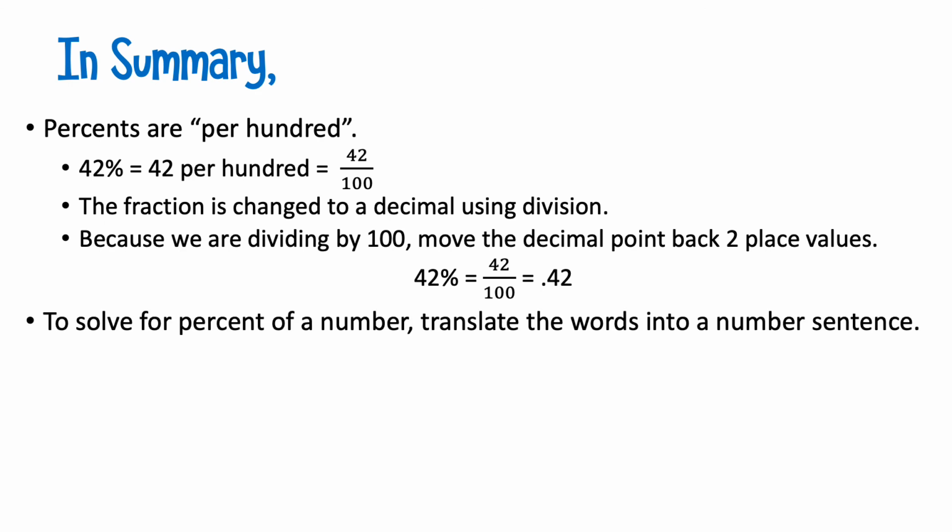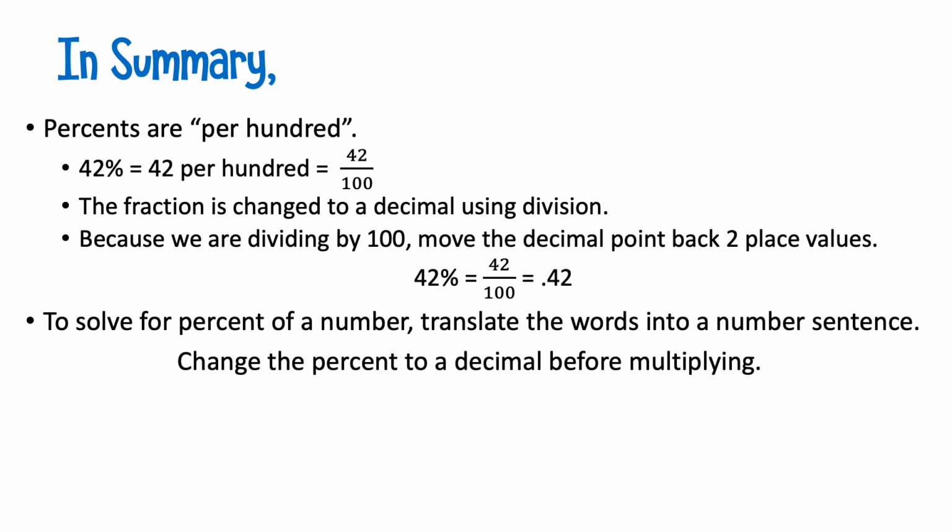To solve for percent of a number, we translate the words into a number sentence. Change the percent to a decimal before multiplying. What is 42% of 150? X equals 0.42 times 150. So when we see the word of, we're going to multiply. Always change percents to decimals.